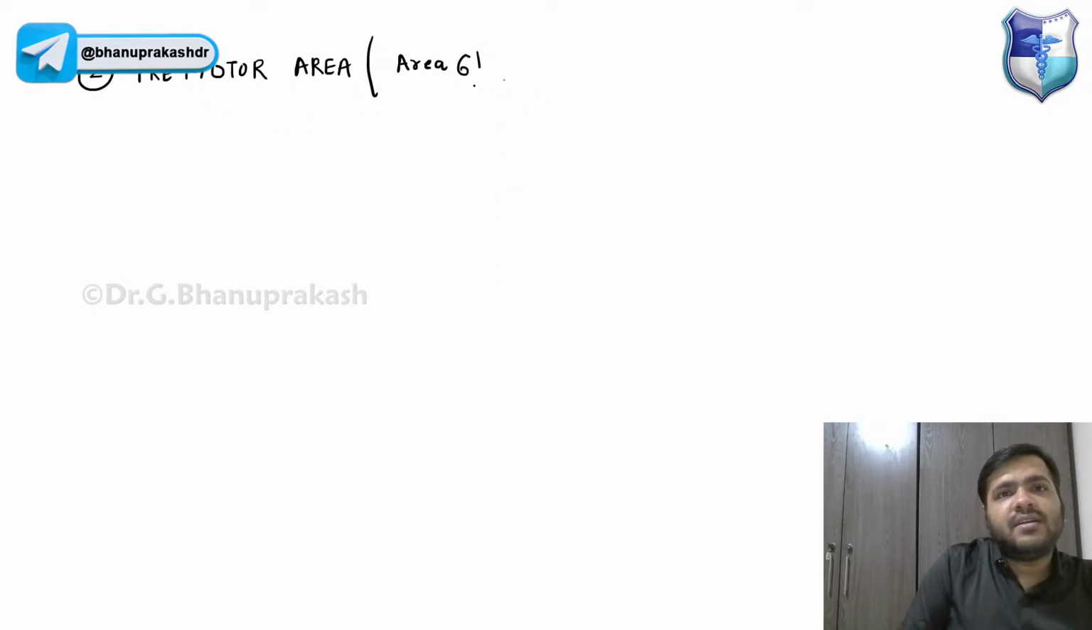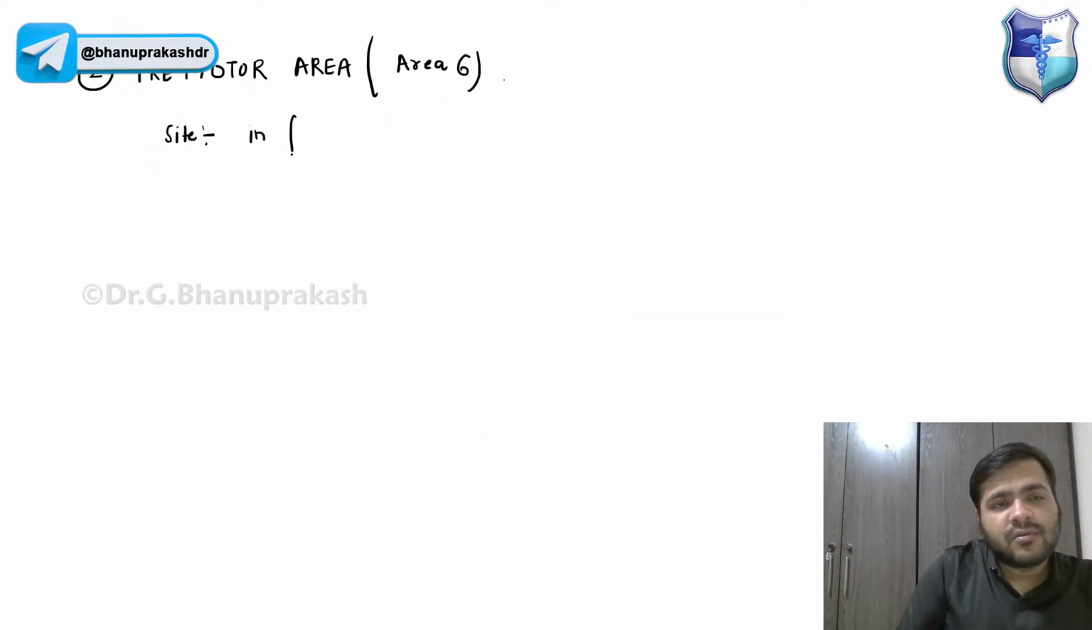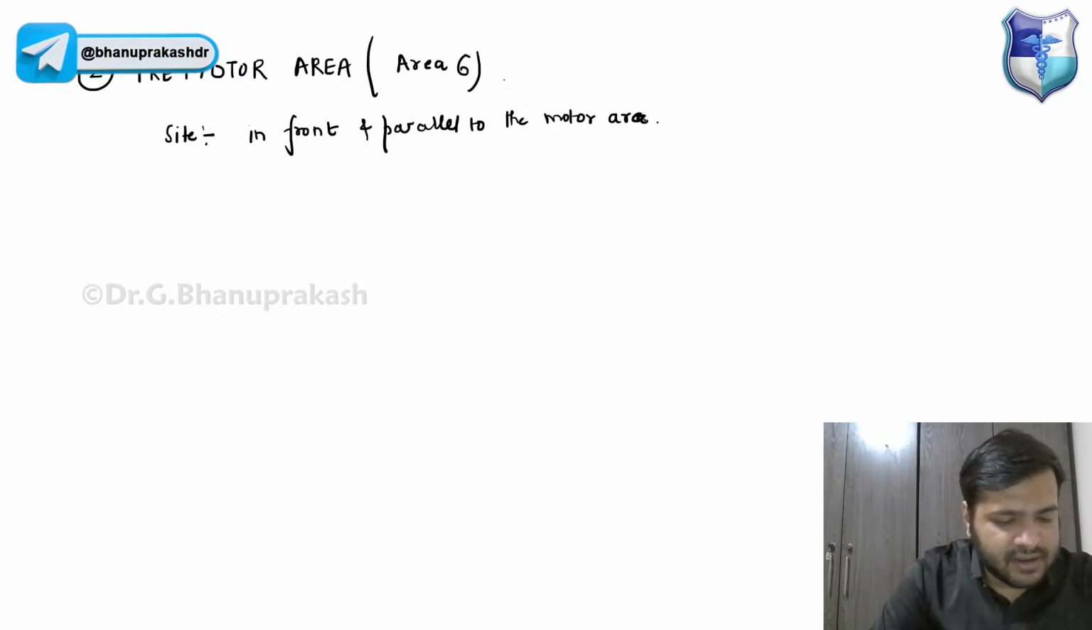Now, what is the site, guys? What is the site over here? If you just try to see, guys, ये किसके सामने? प्रीसेंट्रल गायरस के सामने. तो मतलब ये सुपीरियर फ्रंटल गायरस का भी पार्ट है छोटा सा, मिडल फ्रंटल गायरस का भी पार्ट है, inferior frontal gyrus का भी पार्ट है. So this is basically located in all the 3 gyri. Remember, guys, it is in front and parallel to the motor area, right?